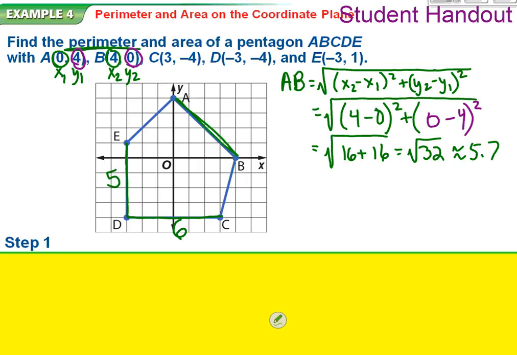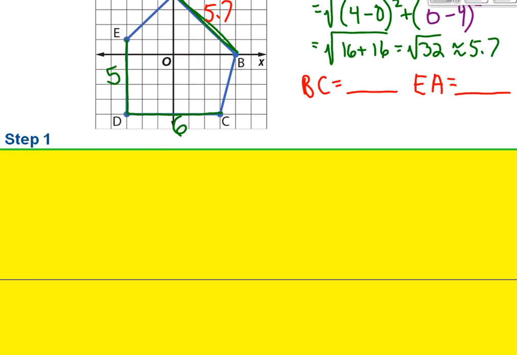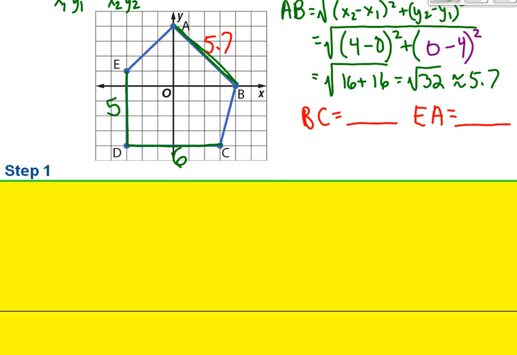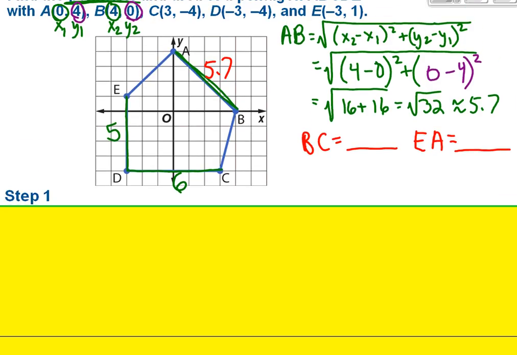Take a minute right now, pause this recording, and so I'll write 5.7 right there. Find the length from B to C and the length from E to A. So I'll ask that you pause this. I'm going to count down from 5, and then I'm going to show you those answers as we go, and then you'll find the perimeter. So 5, 4, 3, 2, 1.